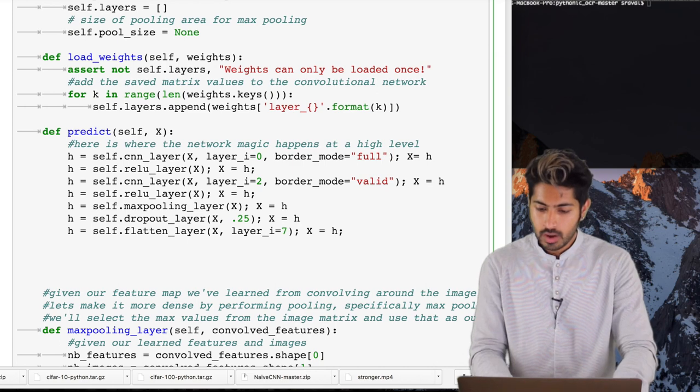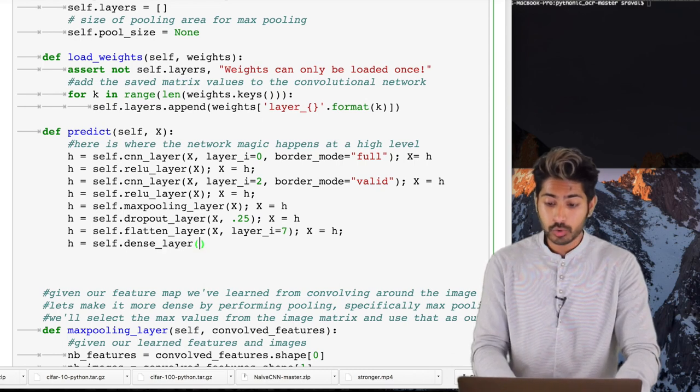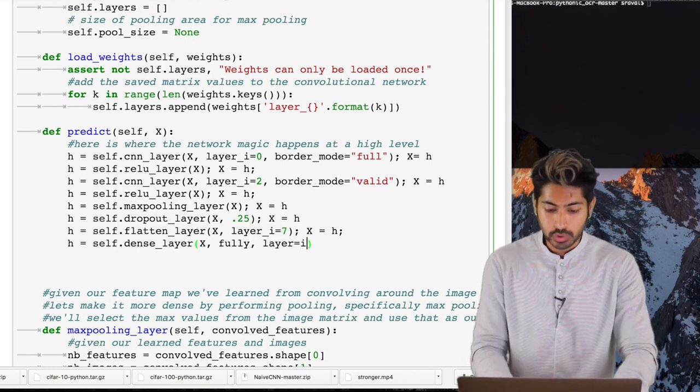Okay, and so then we have another dense layer. We just keep going with, or our first dense layer. And that means it's a fully connected layer. So we're combining everything that we've learned because we're getting really close to squashing these values into a set of probability values. So we wanna take all of our learnings and combine them with a fully connected layer.